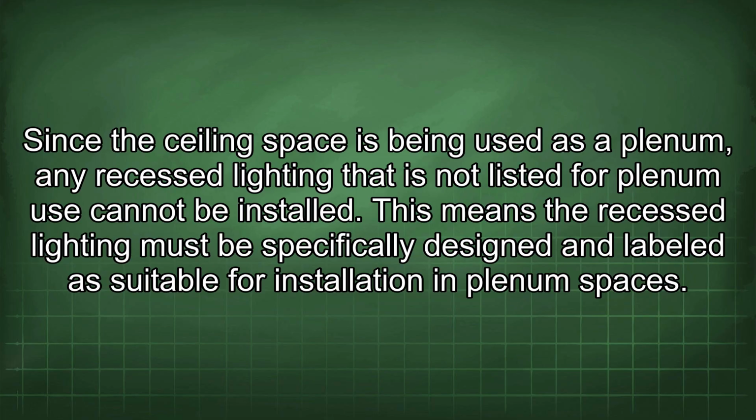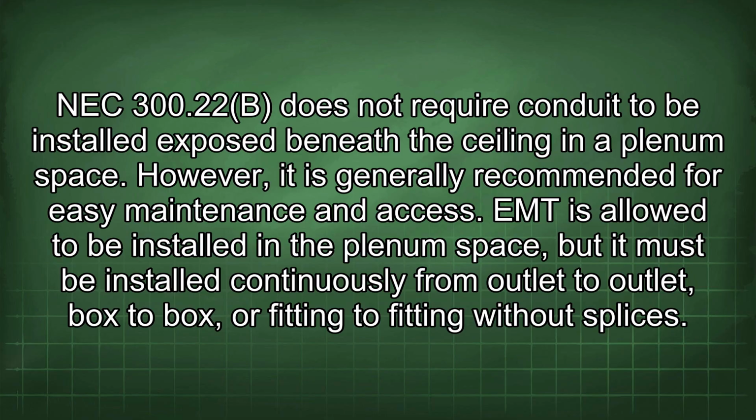Since the ceiling space is being used as a plenum, any recessed lighting that is not listed for plenum use cannot be installed. This means the recessed lighting must be specifically designed and labeled as suitable for installation in plenum spaces. NEC 300.22(B) does not require conduit to be installed exposed beneath the ceiling in a plenum space. However, it is generally recommended for easy maintenance and access.